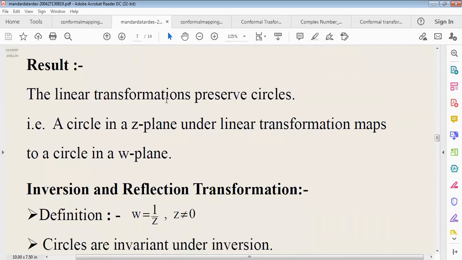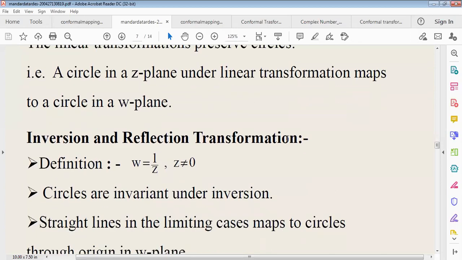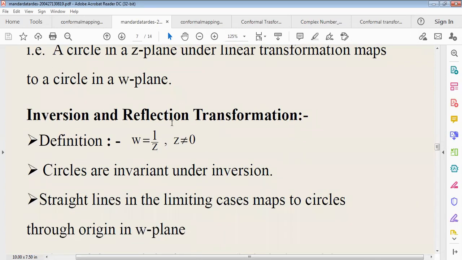Now, linear transformation preserves circles. That means a circle in the z plane under linear transformation maps to a circle in the w plane. So in the z plane there will be a circle, and in the w plane also a circle. Now, inversion and reflection transformation.